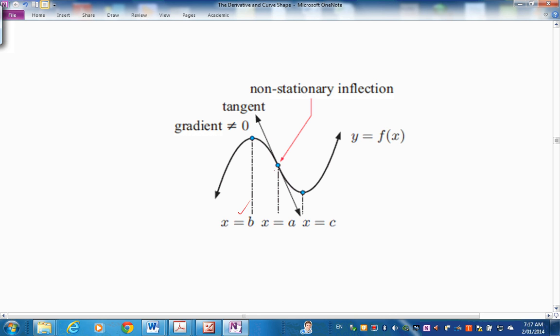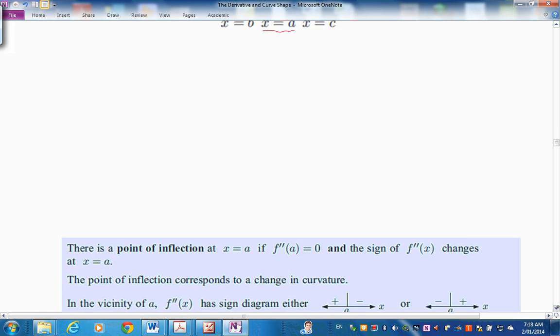Okay, so we've got a local maximum, x equals a point of inflection here, and x equals c. So here, somewhere in here, we have to change from concave down to concave up. Okay, and we want to detect these points at which we have to do that, so we can really nail this function. Okay, so at this particular point, of course, the slope of the tangent is not 0. Okay, so it's not a stationary point.